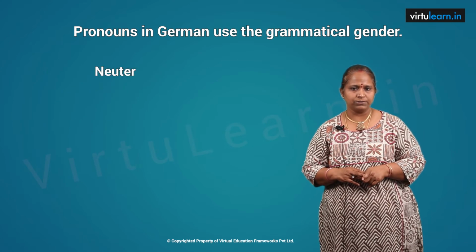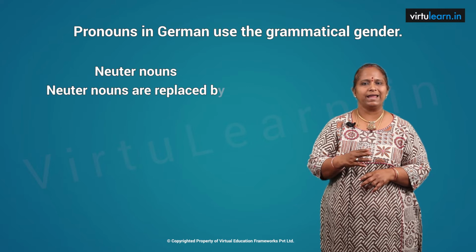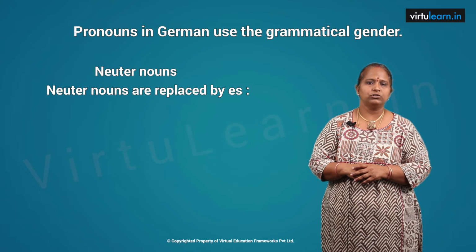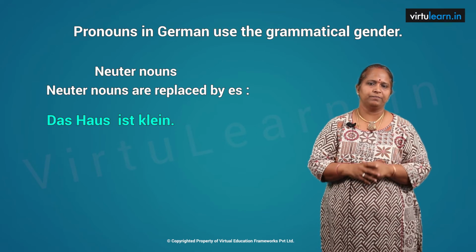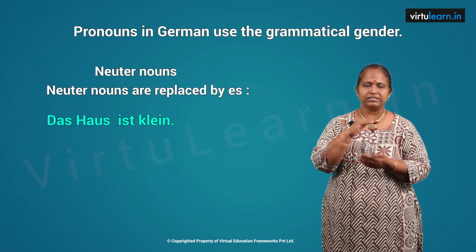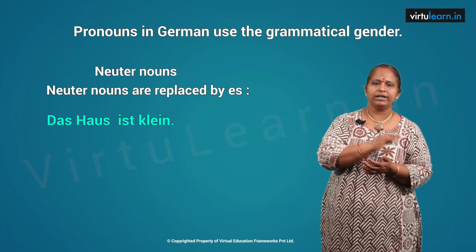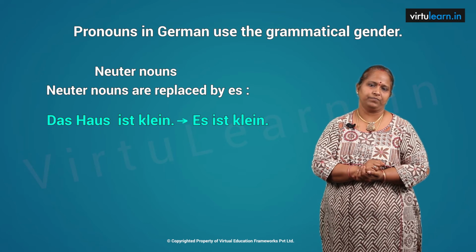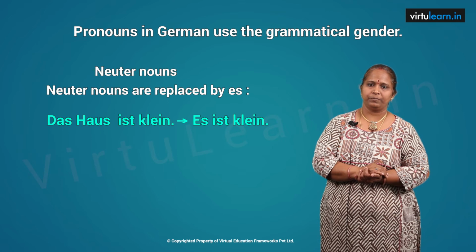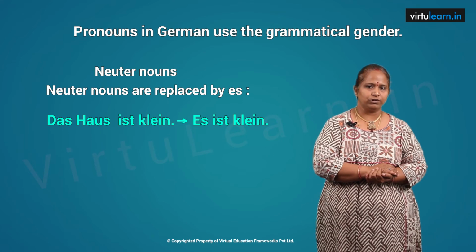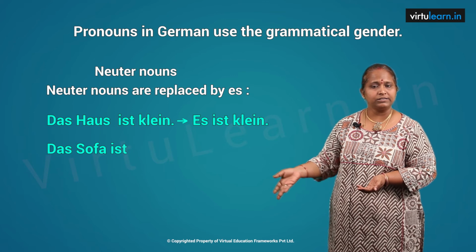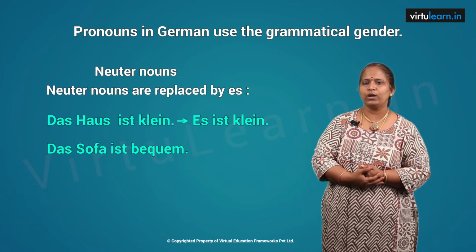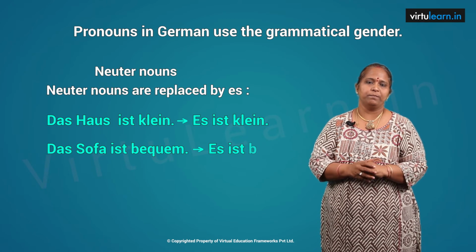Now the neuter nouns. The neuter nouns are replaced by es. House in German is a neutral gender. So, das Haus ist klein. I can just point out at the house and say it is small. So, es ist klein. Or the sofa is again neuter in German. Das Sofa ist bequem. Bequem is comfortable. Es ist bequem.